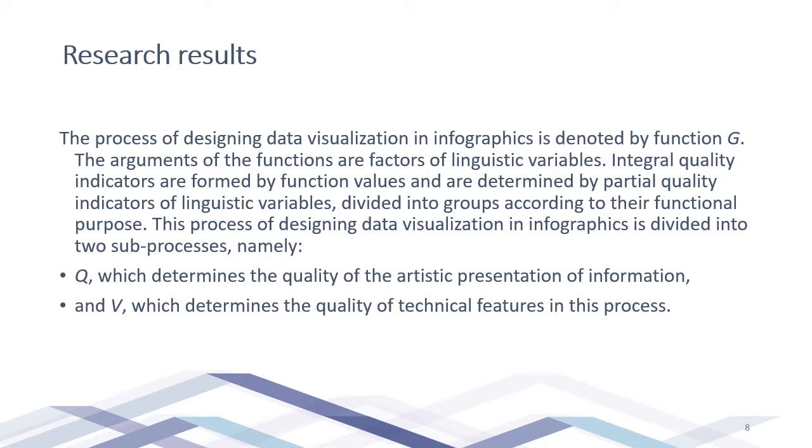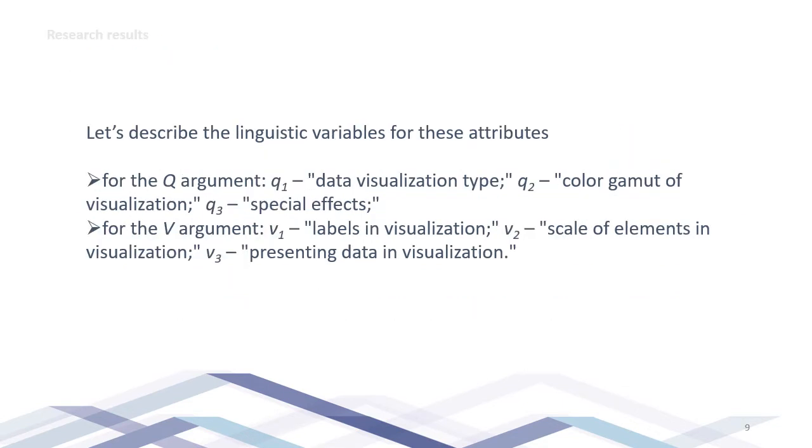This process of designing data visualization in infographics is divided into two subprocesses, namely Q, which determines the quality of the artistic presentation of information, and V, which determines the quality of technical features in this process. Let's describe the linguistic variables for these attributes.